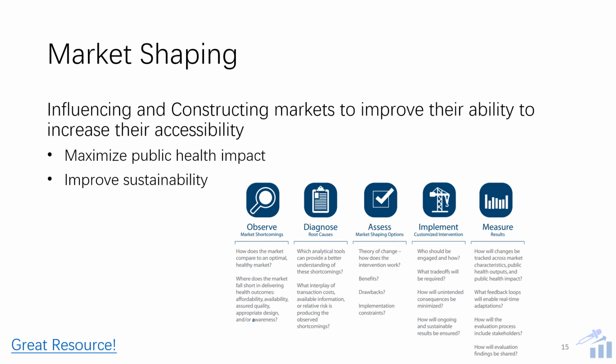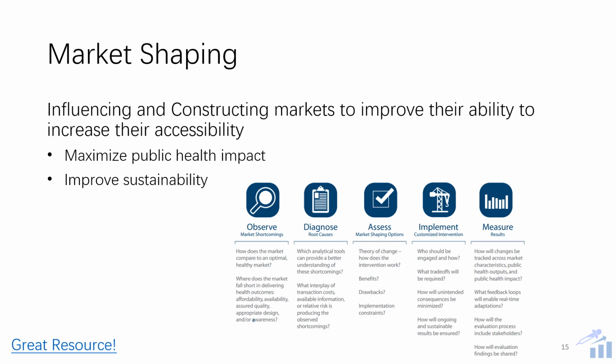Bottom line, though, the steps to market shaping, as you can see here in this slide: the first thing you do is you observe, right? So what's up with the market? What are the market shortcomings? How does it compare to what would be the perfect market? You diagnose the root causes of some of these shortcomings, some of these problems. You assess what your options are. How can you make change? How can you implement what you need to do in order to be successful in the market? You then implement your changes.